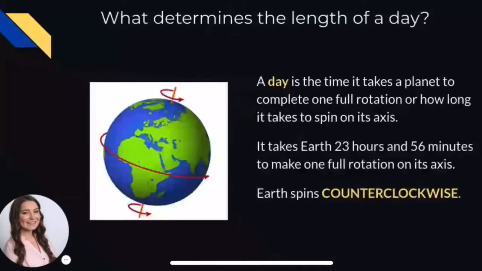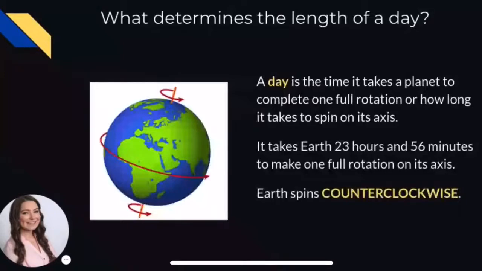So, what determines the length of a day? The time it takes a planet to complete one full rotation, or how long it takes to spin on its axis. It takes Earth 23 hours and 56 minutes to make one full rotation on its axis. Comparatively, a day on Jupiter is only about 9 hours and 55 minutes, which means it is spinning much faster than Earth, whereas a day on Venus is equal to 243 Earth days, which means it's spinning extremely slowly.